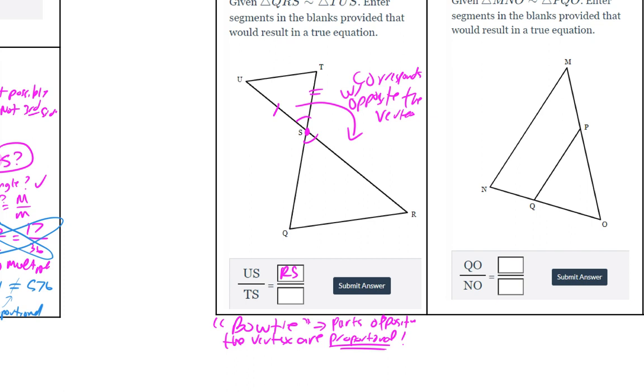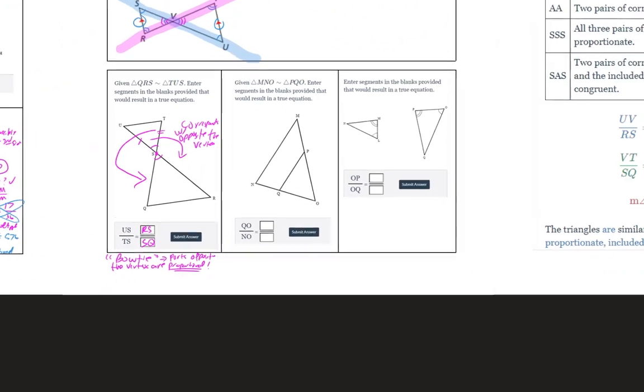So then let's look over here. TS. TS is here. It corresponds with what's opposite the vertex. So what's opposite the vertex from TS is SQ. Okay? So, of course, we could say that's QS or that's SR also. Right? But that's how we do it. It corresponds with what's opposite the vertex. Right? So this one corresponds with that one right over there as well. All right, so when you see a bow tie, that's what we do.